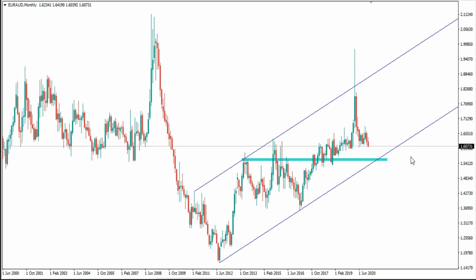So in the long run, over the next few months, we expect to see the price get to this channel support at this area. So let's see what we have from the weekly time frame.